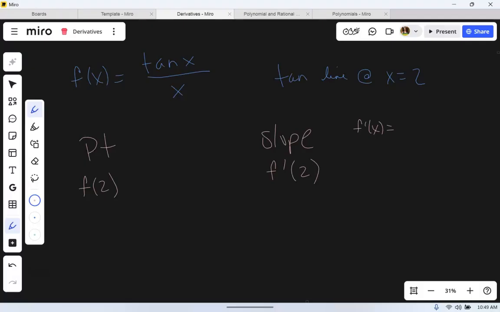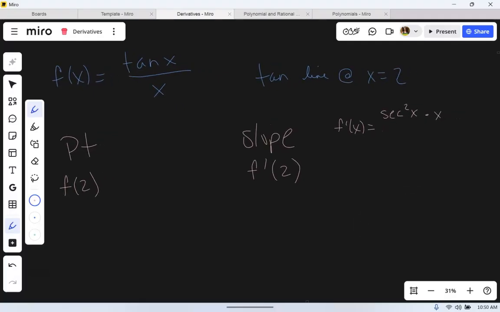I know it. Secant squared x. All right, so derivative of the top times x, and then minus 10x, all over x squared. So now if I plug in 2 here.